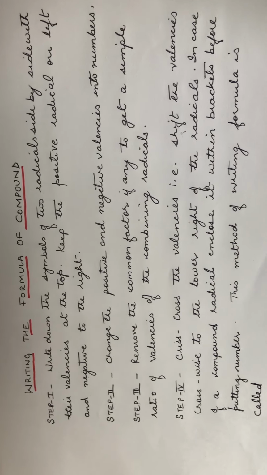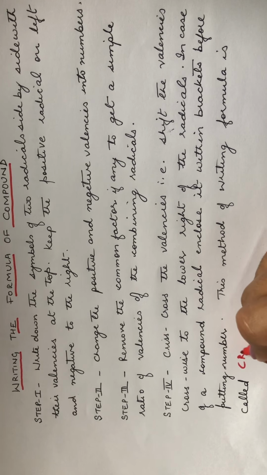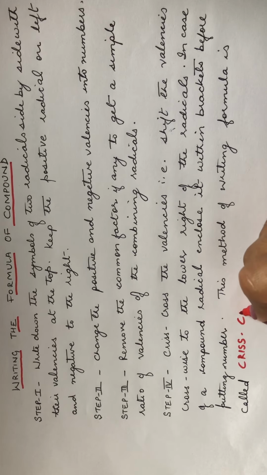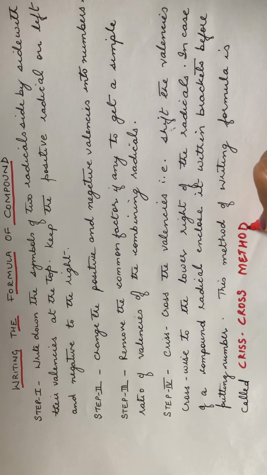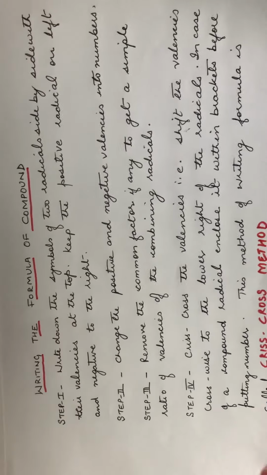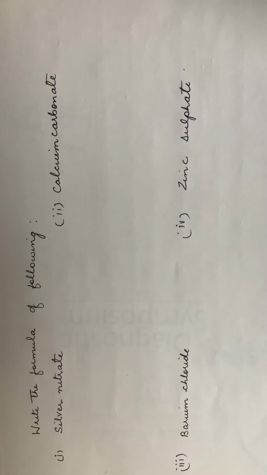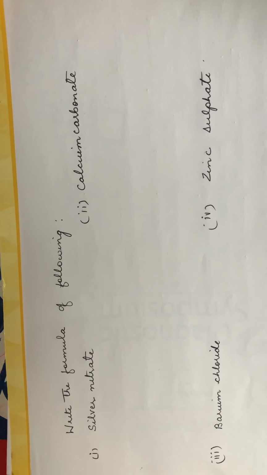So first of all, we have to take out the simple ratio, and then we have to crisscross the valencies. So this method is known as the crisscross method. Now I am taking the example of a few compounds for writing down their formula. So write the formula of the following compounds.